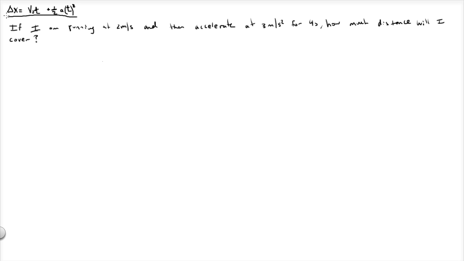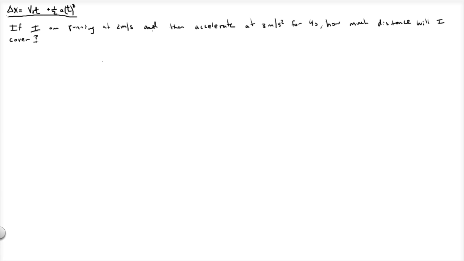So here's our equation. Delta x, that's your change in position, how far you've gone, equals v naught, that's your initial velocity, times the time you've been accelerating for, plus 1/2 times your acceleration times the time you've been accelerating for squared.